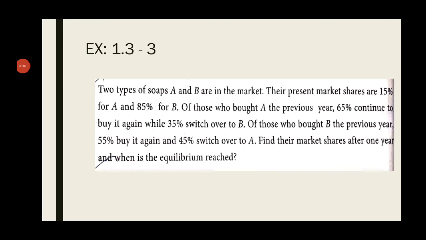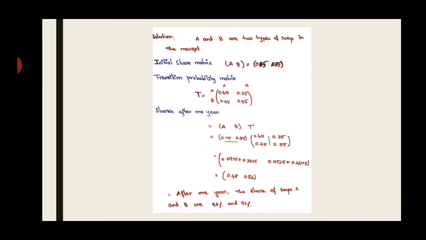Exercise number 1.3, sum number 3. Two types of soaps A and B are in the market. The present market shares are 15 percentage for A and 85 percentage for B. So this means they have given the initial share matrix. Okay, of those who bought A the previous year, so I think we can connect this data with the answer part. So let's go for the answer. Here A and B are the two types of soaps in the market.